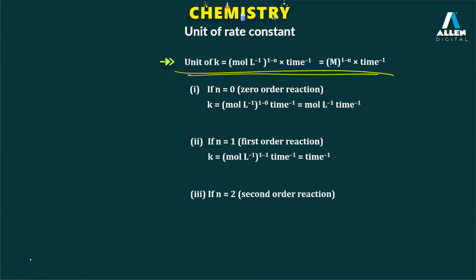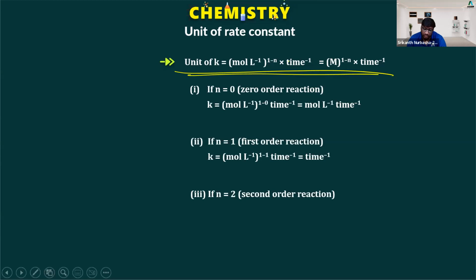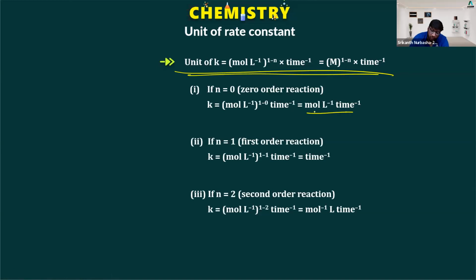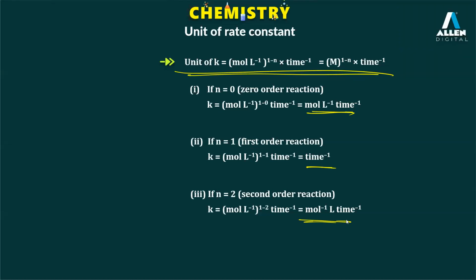Second order reaction: mole power minus 1 liter power 1 time inverse. So with respect to the unit of rate constant, we can actually find out the order of the reaction. Is everything clear? Yes, sir.